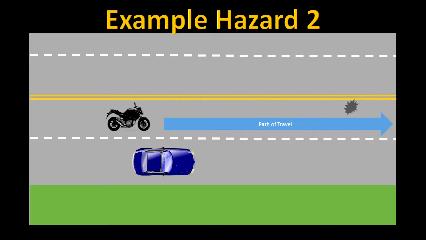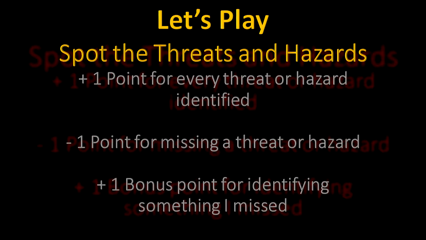This hazard is easily avoided by changing your path of travel within the lane. I'm now going to show you live motorcycle clips. In each one, try to identify the threats and hazards. For each one you identify, give yourself 1 point. I recommend going to full screen for this so that you can see everything I see while I'm on my bike.